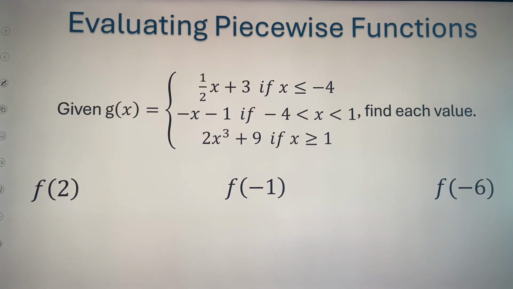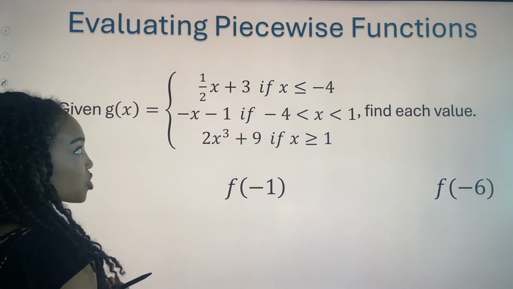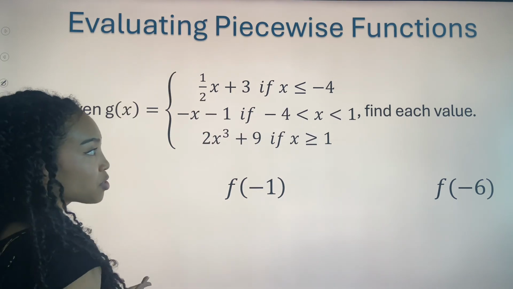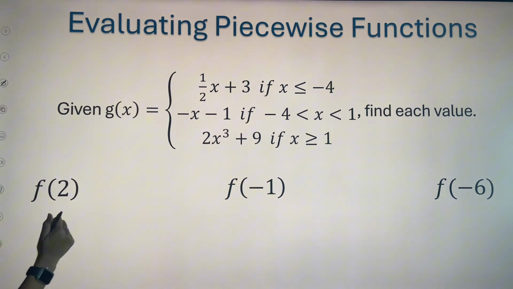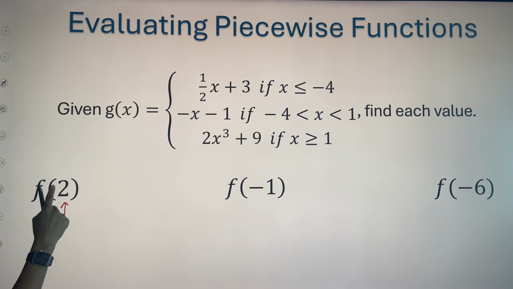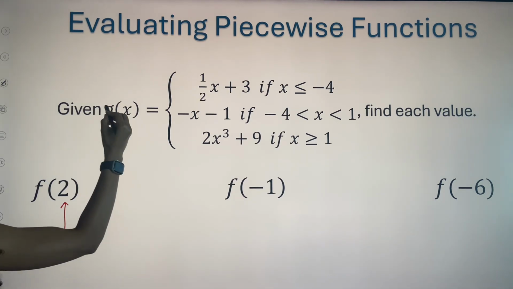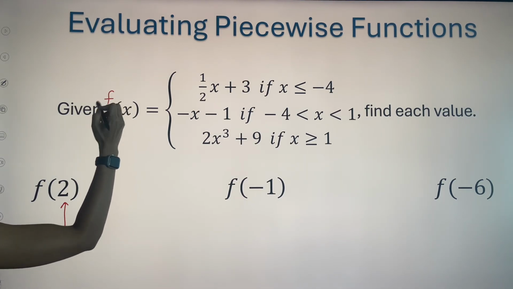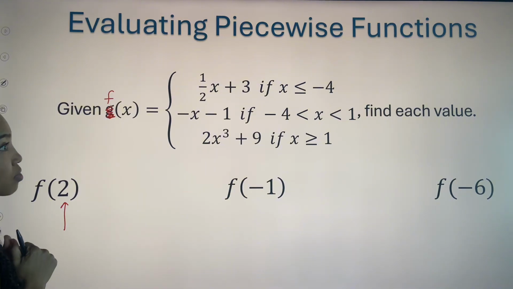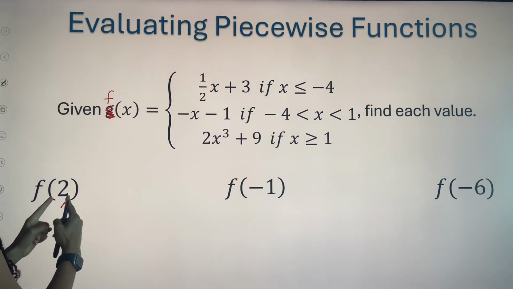We're going to continue evaluating piecewise functions. This time I have 3, but the steps are the same. So this one, we're going to evaluate this function at 2. And this says G. I'll change that back to an F so that they match. Okay, so we're going to plug in a 2.